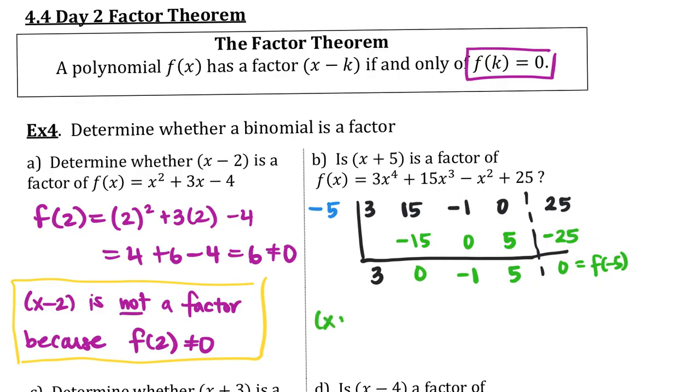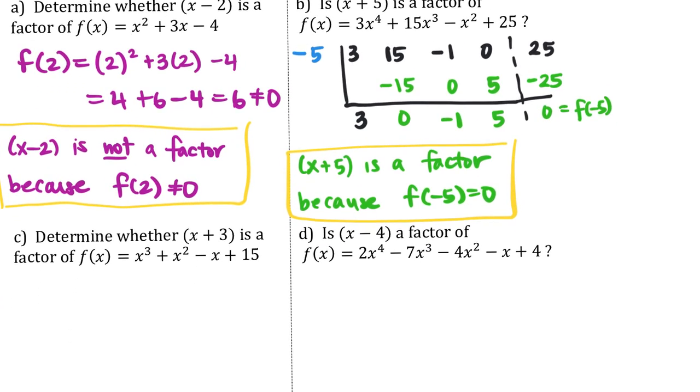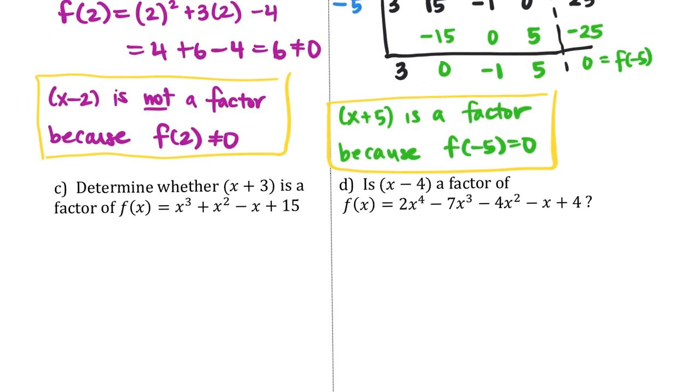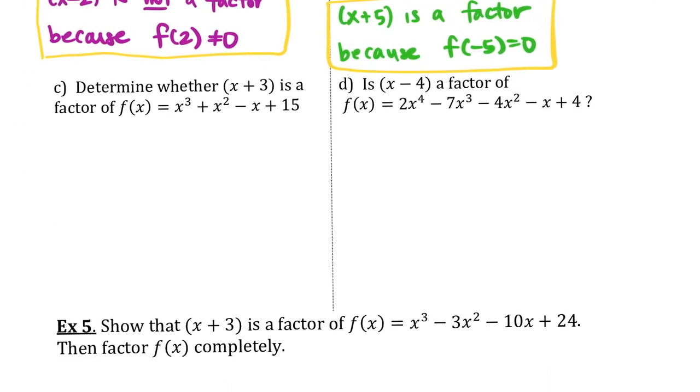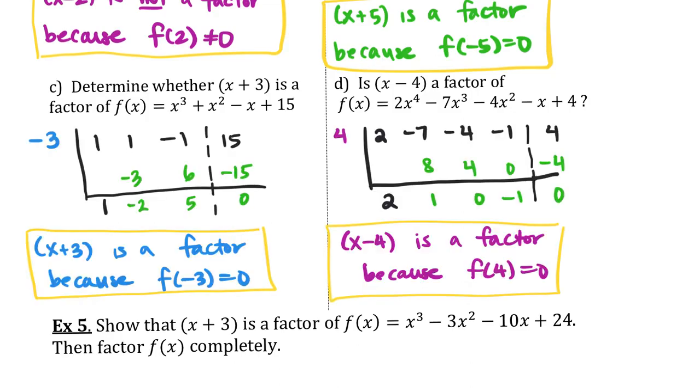x plus 5 is a factor because f of negative 5 is equal to 0. And that's what the factor theorem tells us. Go ahead, pause the video, try C and D on your own, and then unpause when you're ready to check your answers or when you're ready for the next example.